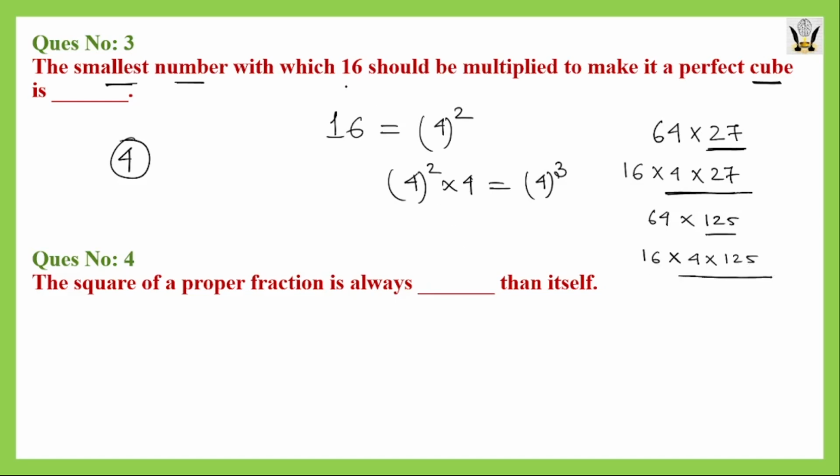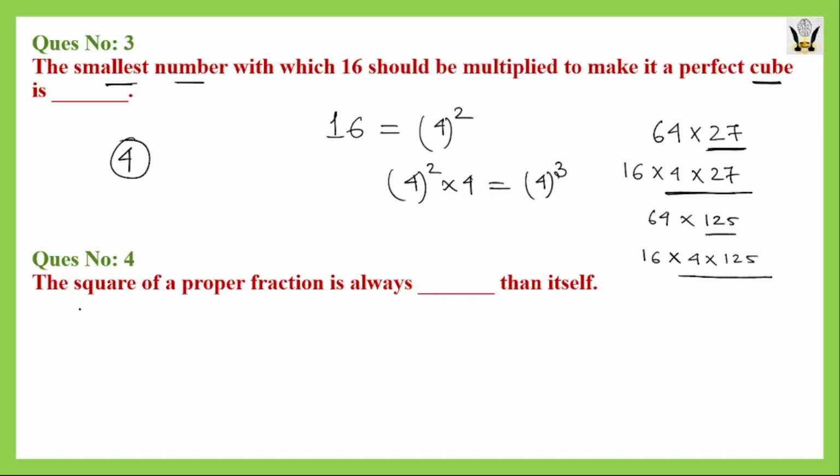So to make 16 a perfect cube, we can multiply by any other number where two main factors will be, one of them will be 4 and the other factor will be a perfect cube. But we need to find the smallest number which we will multiply with 16 to make that a perfect cube, and that number will be only 4.